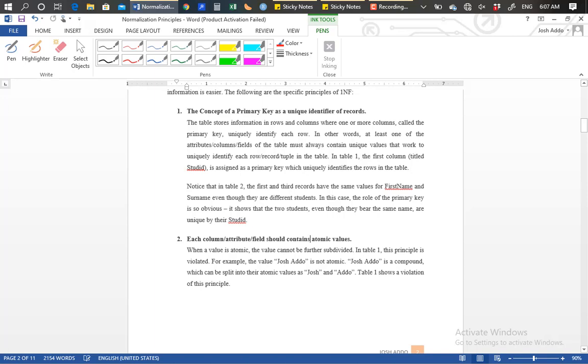atomic values. So you have achieved the first principle of adding a primary key column, which has values that uniquely identify all the records. Good. The second thing to think about to achieve first normal form is that the columns which represent the pieces of information you are going to gather for each student. So we are using this table to illustrate.